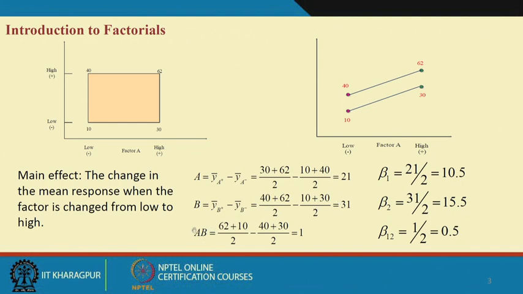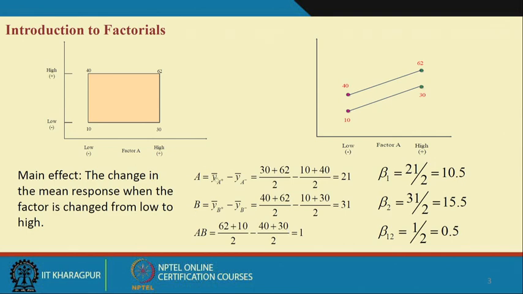Now, come to the interaction AB. In the AB case, you are basically considering when they are at the same level minus when they are at different levels. So, (62 plus 10) by 2, that is where they are at the same levels, and then (40 plus 30) by 2 when at different levels. So, that difference is 1.